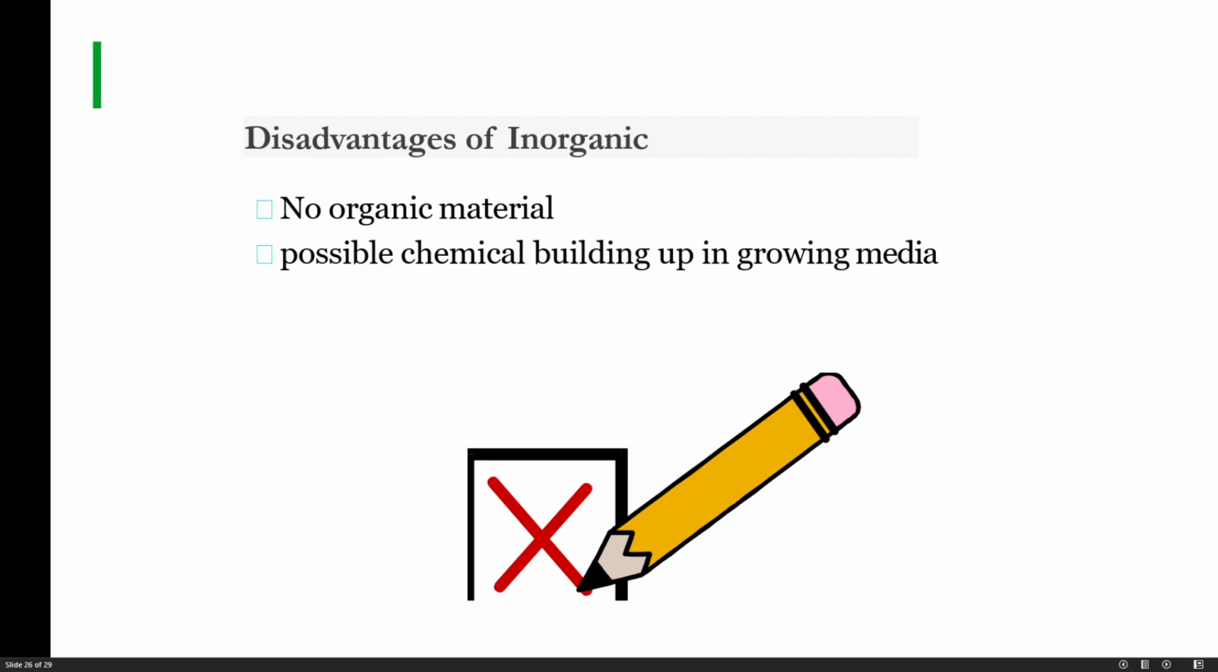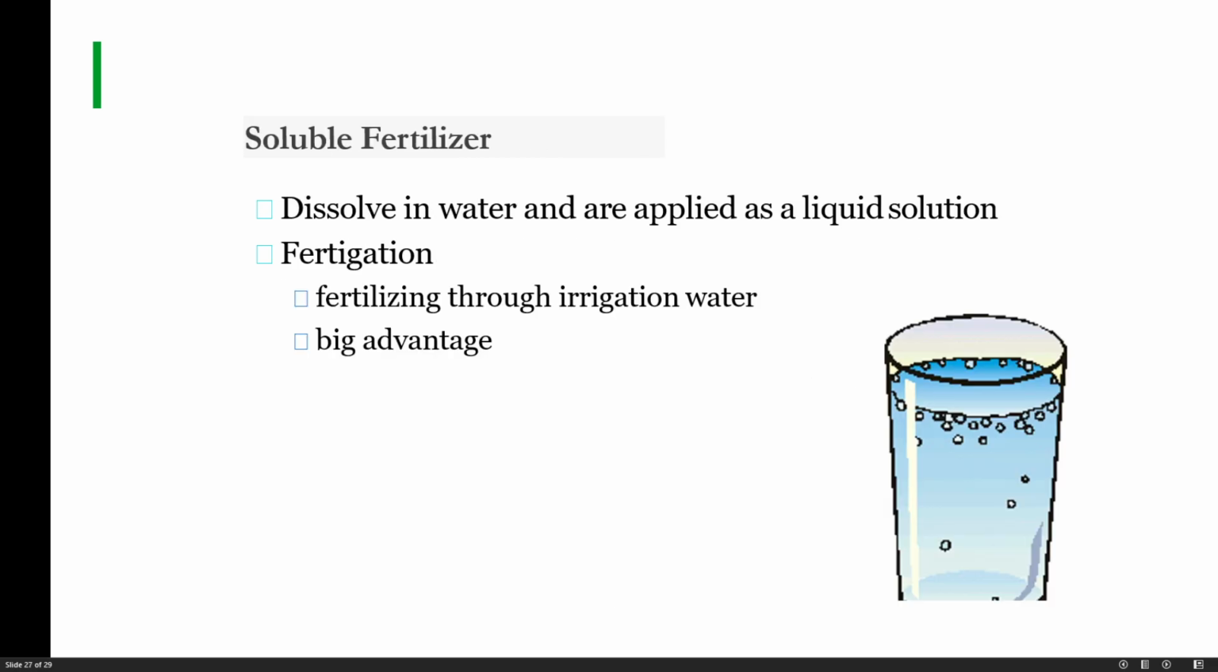And the disadvantages of inorganic fertilizers is that there is no organic material. So, ibig sabihin, lahat made from chemicals. Possible chemical building up in a growing media. So, possible daw na magkaroon ng chemical content yung mga halaman nyo, lalo na yung mga tanim nyo, di ba? So, yun yung disadvantage. Unlike sa organic, talagang purely organic.